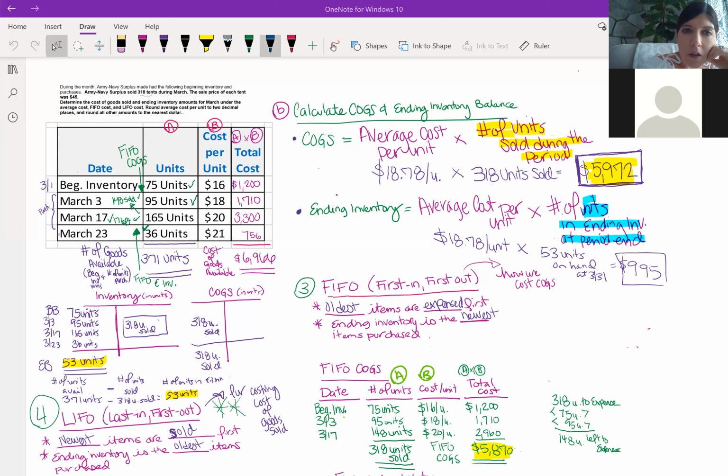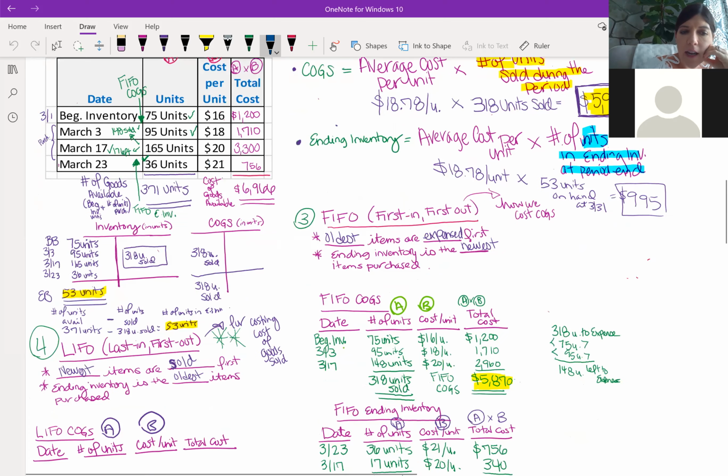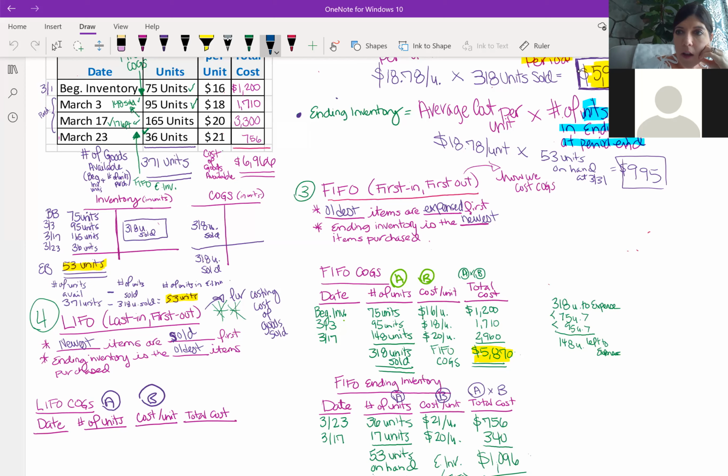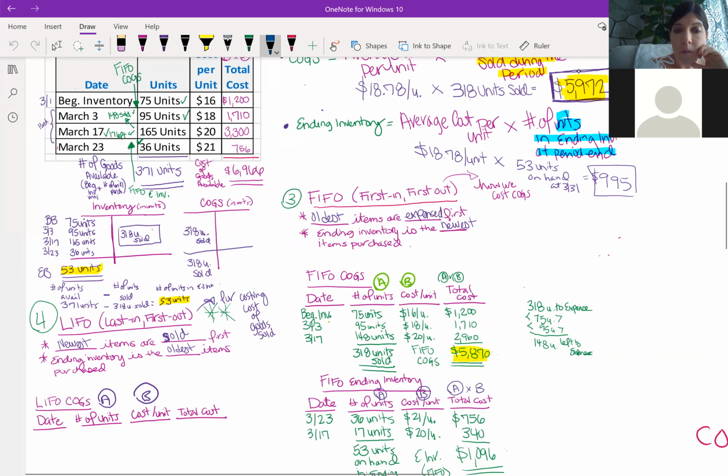So we're going to draw a chart again with the date, number of units, the cost per unit, and then our total cost, just like we had for FIFO cost of goods sold and then FIFO ending inventory. So you're going to want to draw two of those. I'll give you a second to do that.